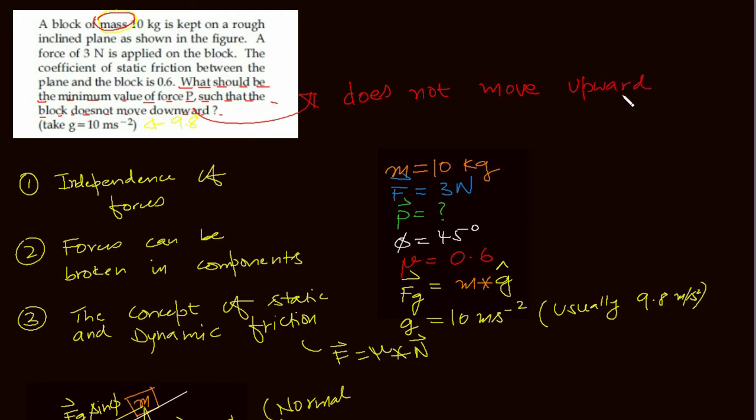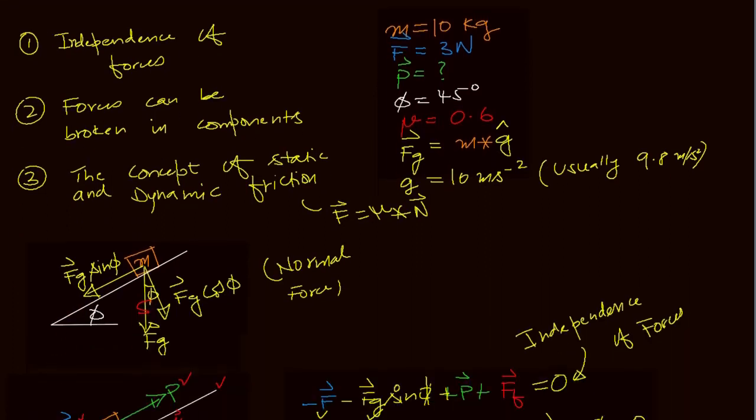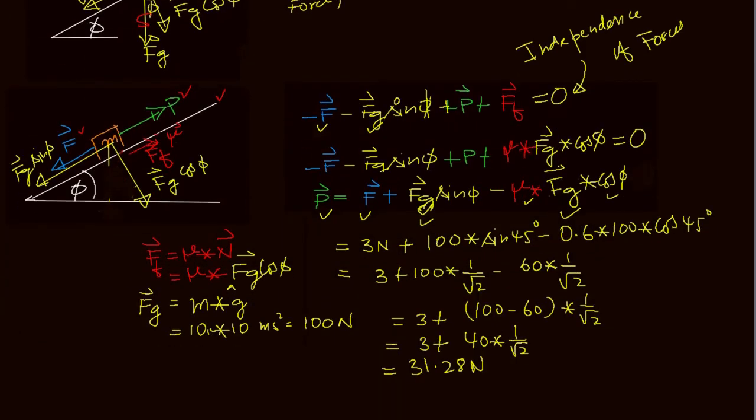So this is change number 1, and change number 2 is that now it will be maximum. So what is the maximum value of P such that the block does not move upward? And let me show you what this will do to our problem.